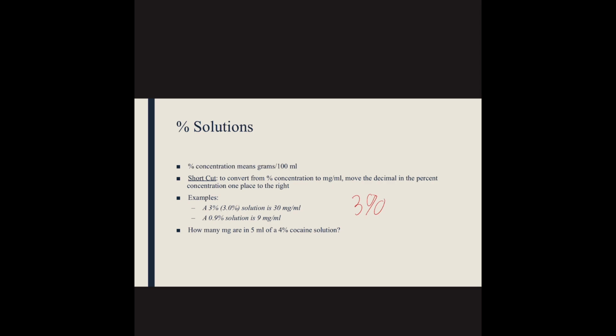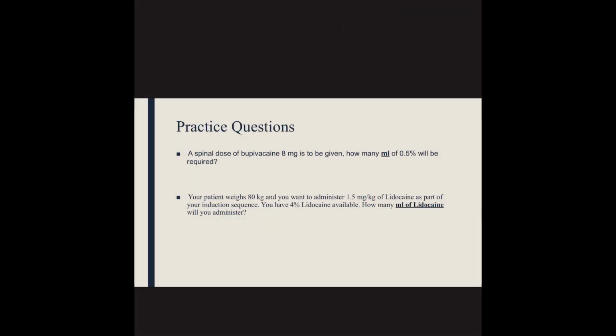So this one, it says, how many milligrams are in 5 milliliters of a 4% cocaine solution? So we should know that if we're at 4%, we just add a 0. So we're at 40. And then we multiply that times 5. And then you can do 5 times 4, which is 5, 10, 15, 20. And then we add one more 0, and then we're at 200. So then we know that it is 200 milligrams in the 5 milliliter solution. And then you can work backwards and figure that out as well, I'm sure, but we're not going to do that. Okay, so it looks like these questions are getting a little bit harder.